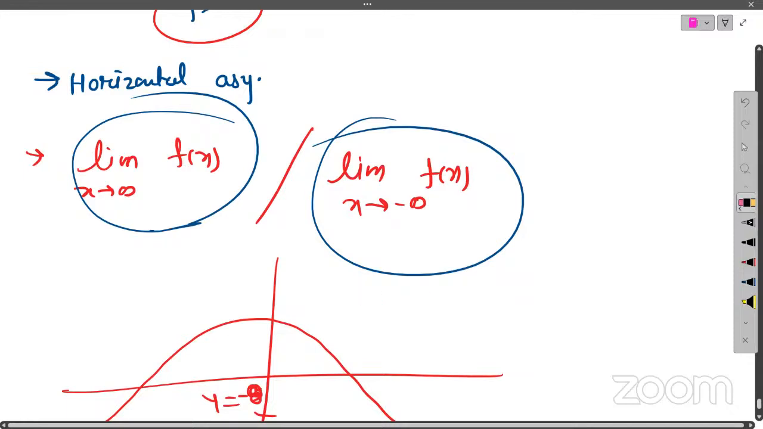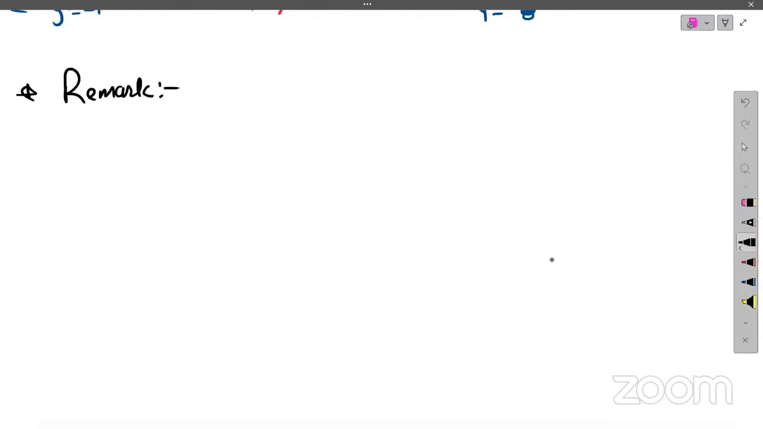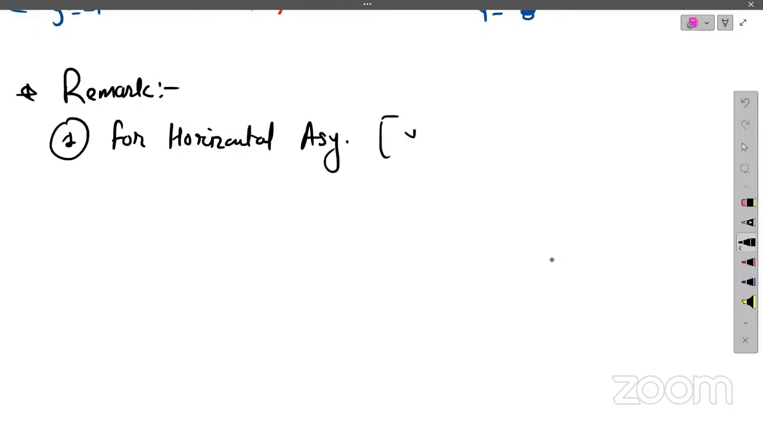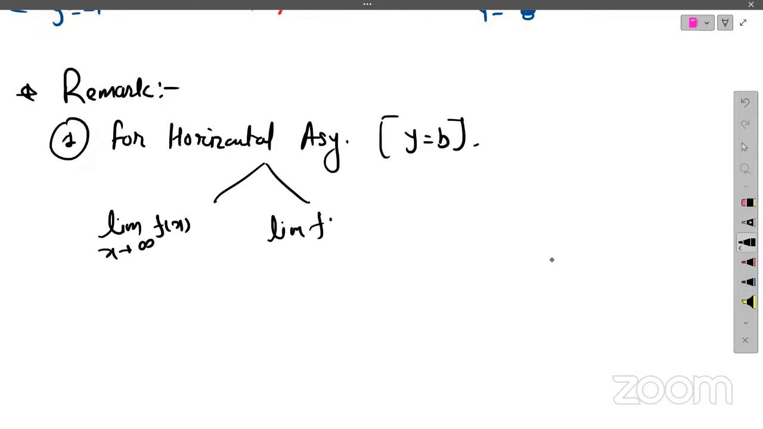Then you have to find those values of x. So I will make this a remark. First, for a horizontal asymptote, meaning a line y equals b, you have to find these two limits: limit x going to infinity of f of x, and limit x going to minus infinity of f of x. Horizontal asymptote means such kind of asymptote.